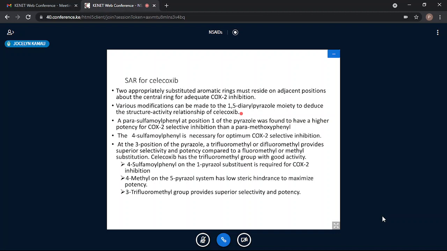We are calling it 1,5 because if you consider where the sulfamoyl phenyl group is attaching on that nitrogen, you give it position 1, then you go clockwise 2, 3, 4, 5. So that's why we are calling them the 1,5-diaryl pyrazole moiety to deduce the structure-activity relationship of that. So what we are saying is that these phenyl rings are attached at positions 1 and 5, and you can have various changes.